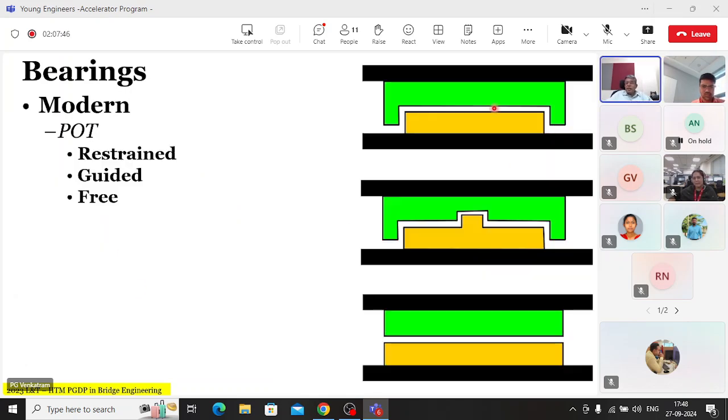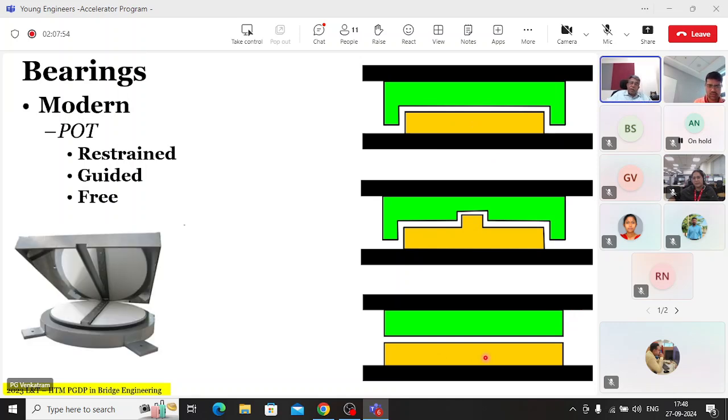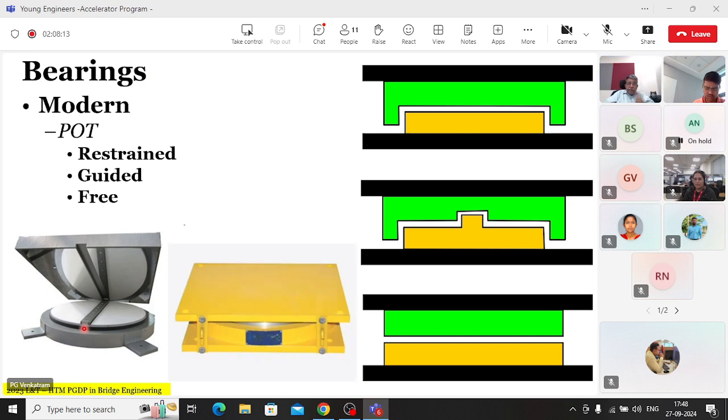And these are basically symbols for a restraint bearing, a guided bearing, and a free bearing in pot bearing. And the pot bearing arrangement is something like this. You have a pot in which there is an elastomeric disc. On top of the elastomeric disc, you have PTFE, just like we saw in the elastomeric bearing. And the piston will sit on it. And this is actually a guide. So it will prevent displacement in this direction. It will allow movement. This is a picture of a guided pot bearing.